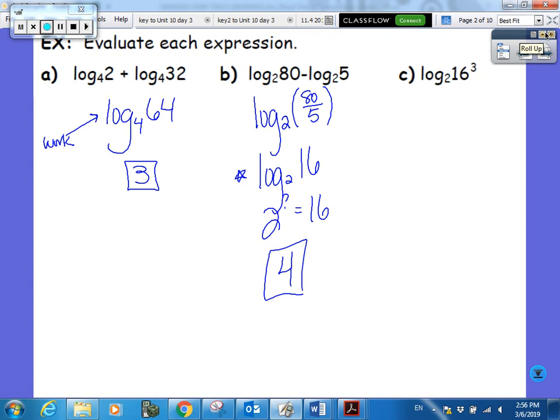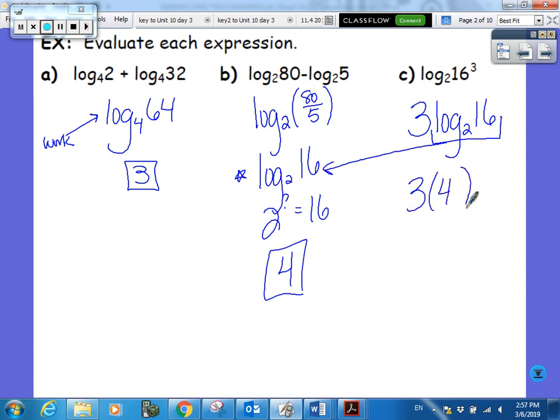This one, so all of these, there's lots of different ways to go about doing them. So if you go about it a different way and get the same answer, just like I always say, that is okay. This one, what I would do is probably bring that 3 down using my law number 4. And then notice this right here is that, which is 4. So 3 times 4 is 12.